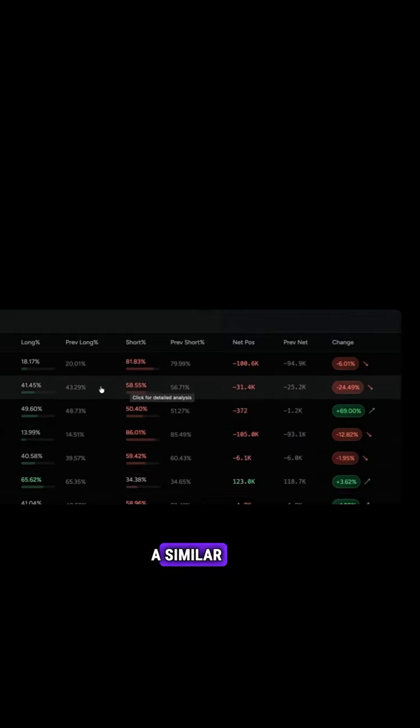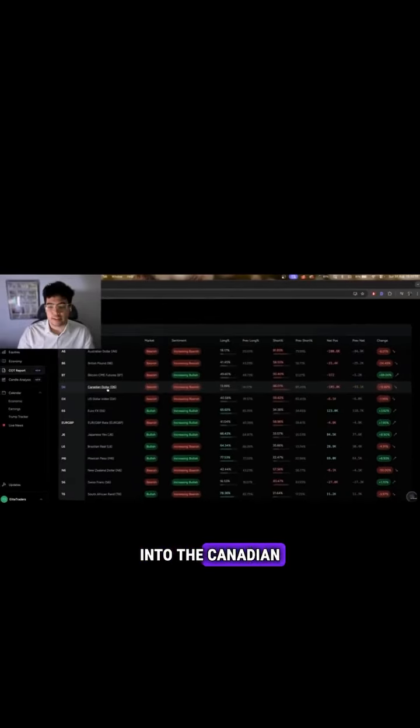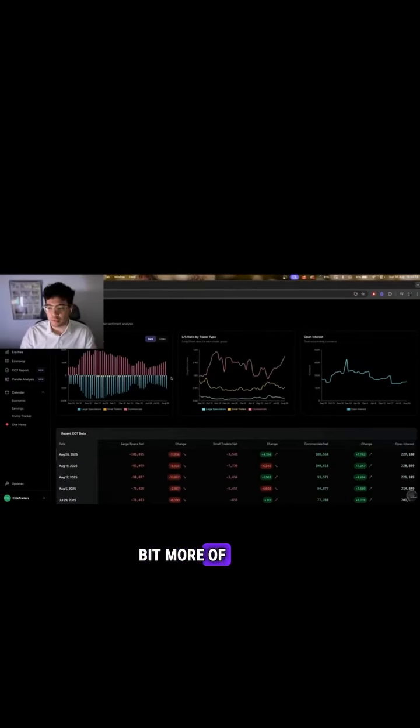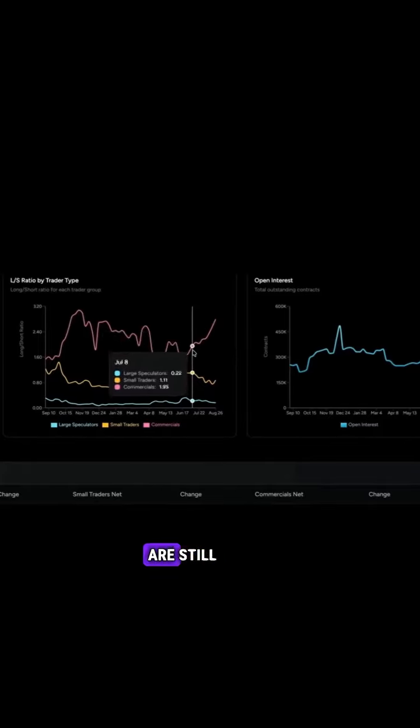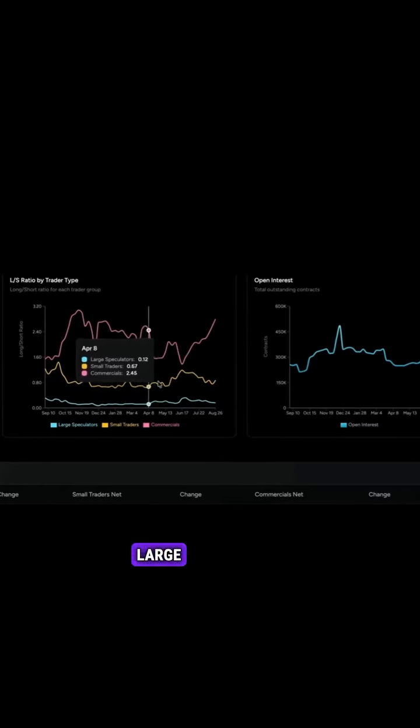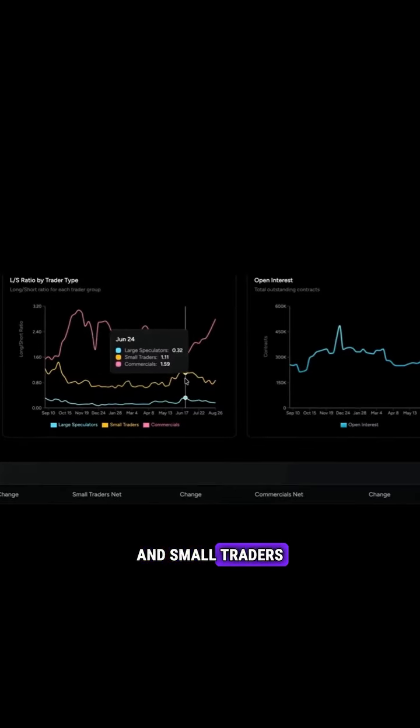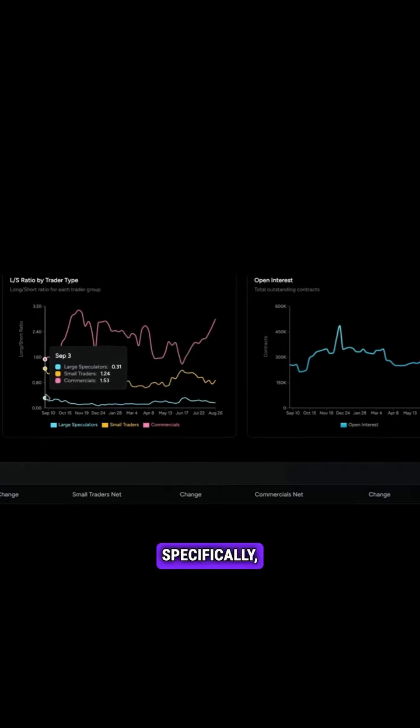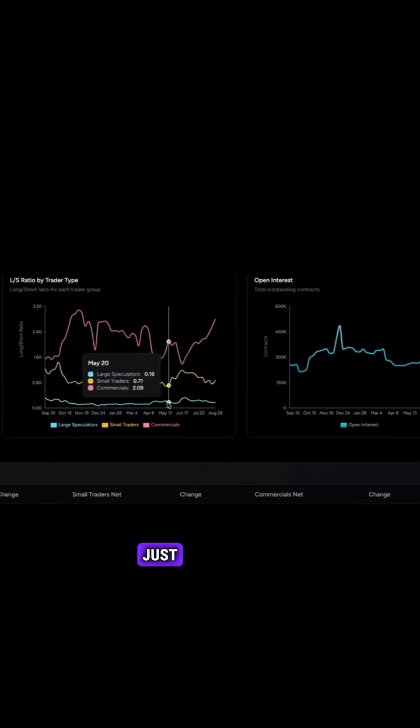We can also see a similar thing here with the British pound that we will go into in a future video. So if we click into the Canadian dollar, we'll be able to see a little bit more of what's going on. So we can see commercials are still buying the Canadian dollars. However, large speculators and small traders have been decreasing positions. Specifically, large speculators have essentially just been selling this whole time for the past sort of 12 months.